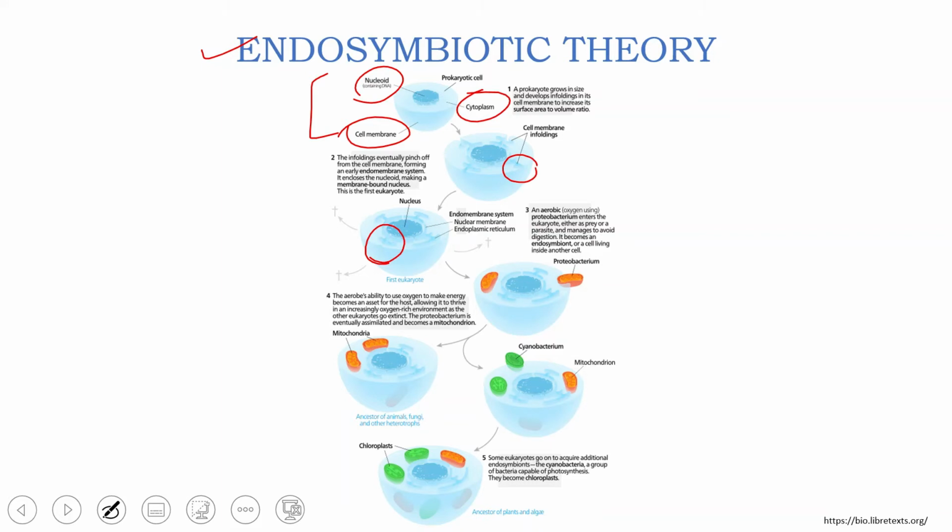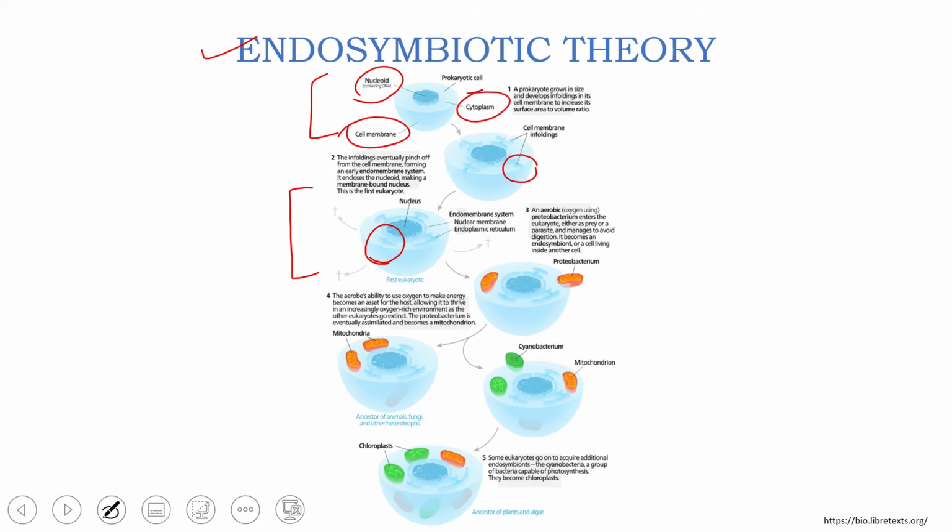attach to the nucleoid. These infoldings engulf the nucleoid, and once the nucleoid is engulfed by these membranes, it becomes nothing but the nucleus, the eukaryotic nucleus. And this is how a prokaryotic cell transforms into a eukaryotic cell, due to the presence of a nucleus and an endomembrane system.